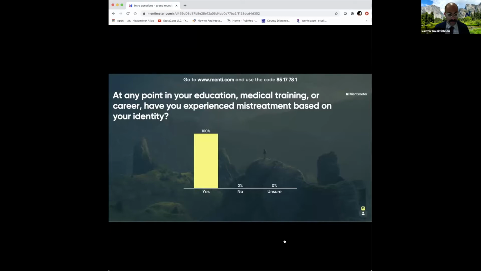All right. So this is pretty telling, I think, that so far we have 13 people who have responded, and 100% of people who have responded have experienced some sort of mistreatment related to their identity. We have one person who said no. That's great. That means it is possible. All right, so this kind of gives you an idea of some of the basis for this talk.